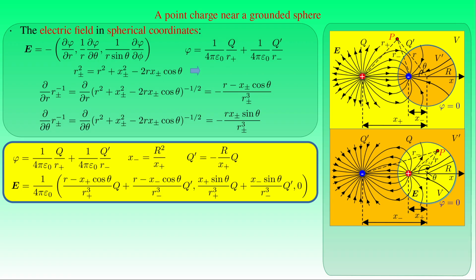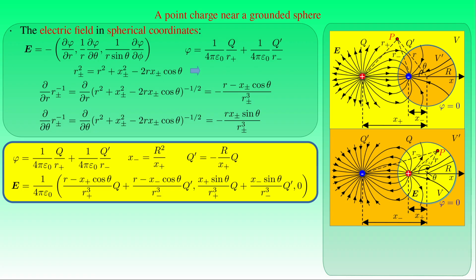The vanishing azimuthal component of the electric field and the independence of these equations of the azimuthal angle shows the axial symmetry of the electric field about the axis connecting the 2 point charges with each other, that is about the x-axis passing through the point charge q and the center of the grounded sphere. We can also determine the electric field strength E at the surface of the sphere.